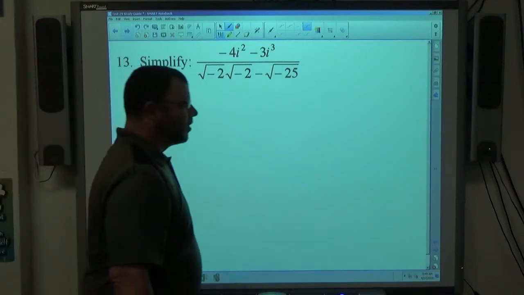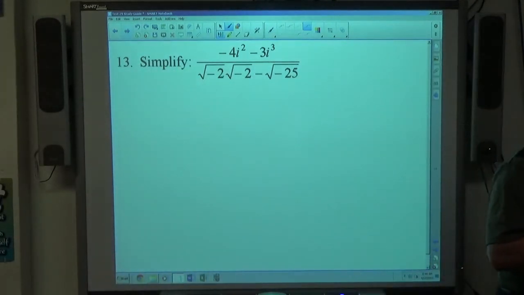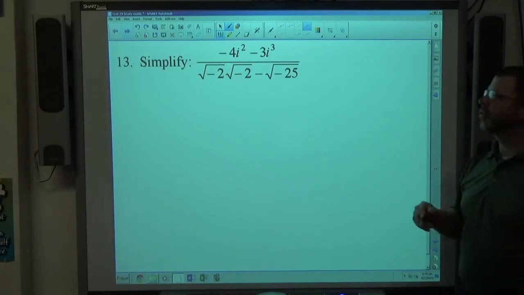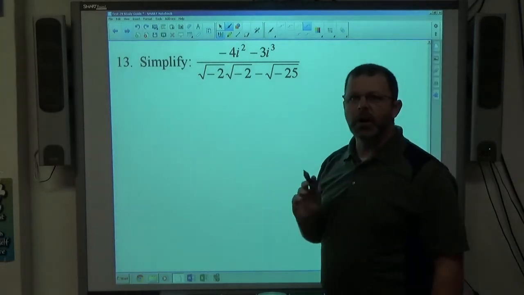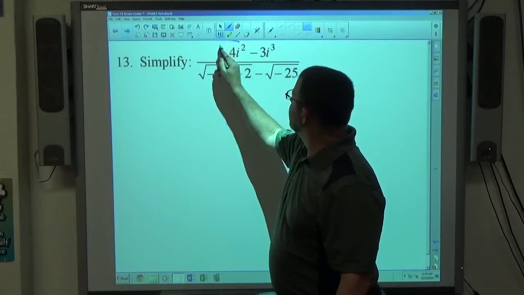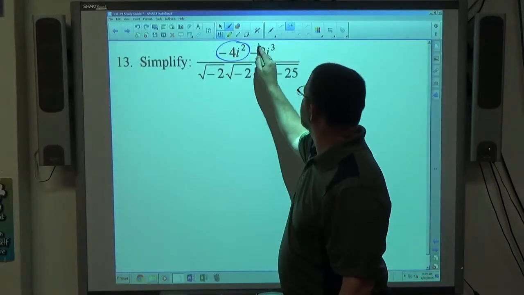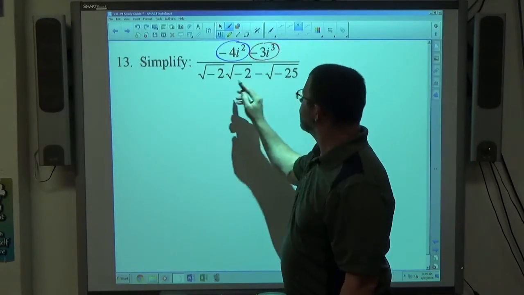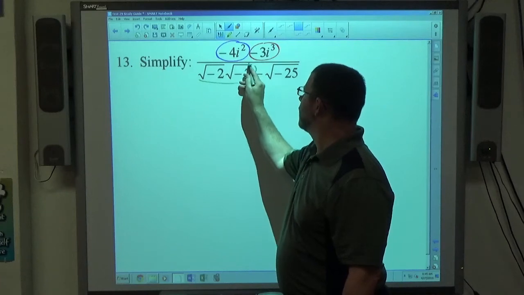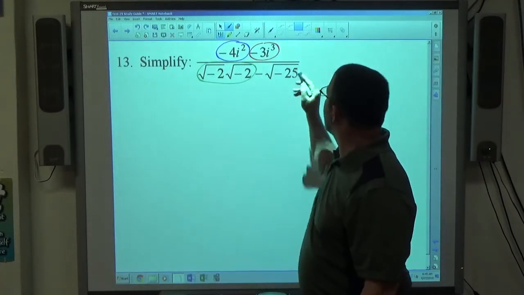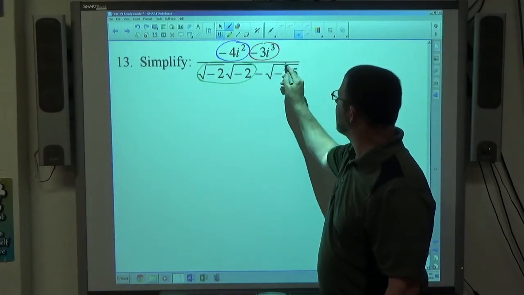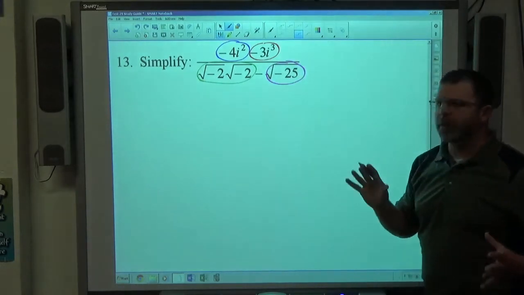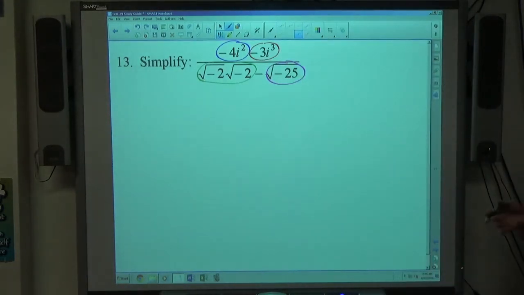Number 13, simplification. The first step of simplification is make each individual term as simple as possible. Do that first. I to a power bigger than 1 is a problem, so this has to be fixed, and this has to be fixed. Radicals need to be fixed also, and specifically, negatives inside of radicals need to be fixed. So each one of these things has issues. So the first thing I'm going to do before I even worry about the fact there's i's in the denominators, I'm going to make everything as simple as I possibly can.